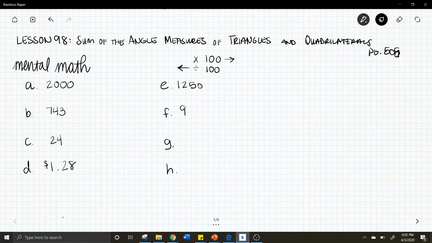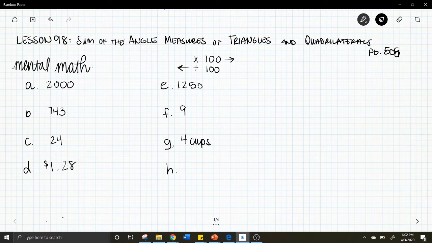Letter G, how many cups are in 2 pints? How many cups are in 2 pints? The answer is 4 cups. Remember, there's 2 cups in 1 pint, so there would be 4 cups in 2 pints.